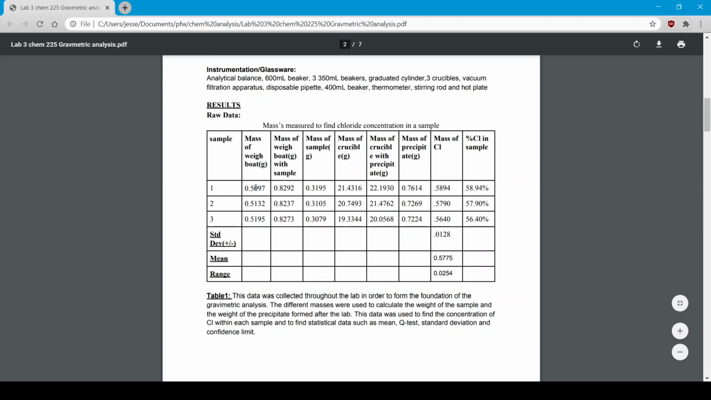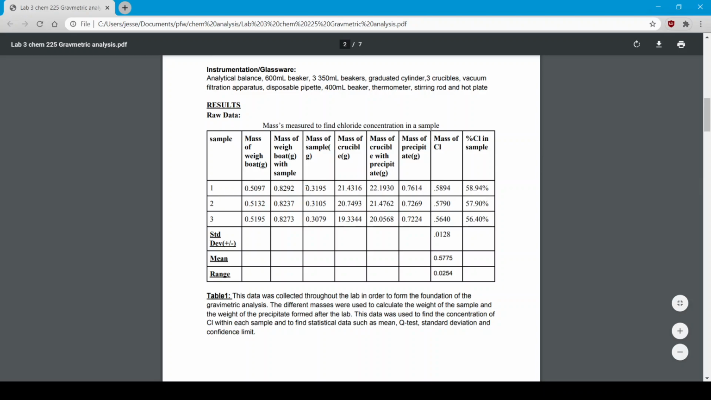You write down that mass. This is in grams, by the way. You have to specify what units. Always specify units. And then you measure the mass of the weigh boat with the sample. So you essentially put your powder or your sample in, and then you write that down, and then you take the difference between the mass of the weigh boat with the sample and the mass of the empty weigh boat, and the difference will obviously provide you with the mass of the sample.